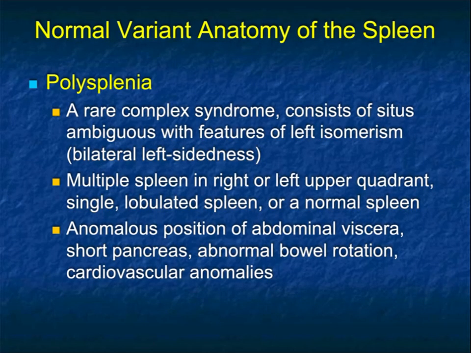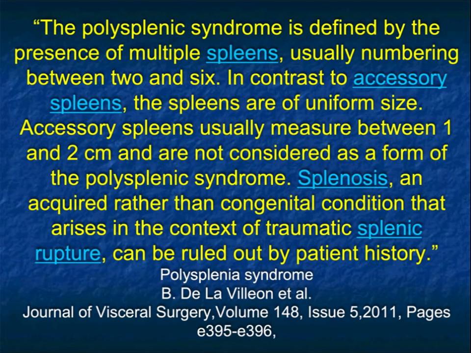Now, other things, polysplenia. In some sense, you could say, well, we have splenules, that's polysplenia, that's a lot of spleens. Or accessory spleens, that's a lot of spleens. But polysplenia is different. It's really a complex syndrome consisting typically of situs ambiguous with features of left isomerism. You have multiple spleens in the right or left upper quadrant, but it can be single. The spleen can be lobulated or could even be a normal spleen in theory, but the ones we typically think about are the polysplenia, where there are multiple spleens present. You can see anomalous position of abdominal viscera, a short pancreas, abnormal bowel rotation, or cardiovascular anomalies.